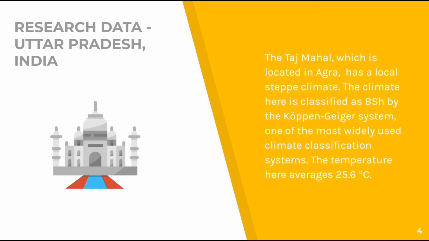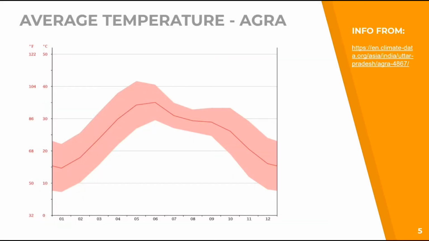The Taj Mahal, located in Agra, tends to have hot summers and warm to cool winters. The temperature here averages 25.6 degrees Celsius. Now, I will be presenting some data.